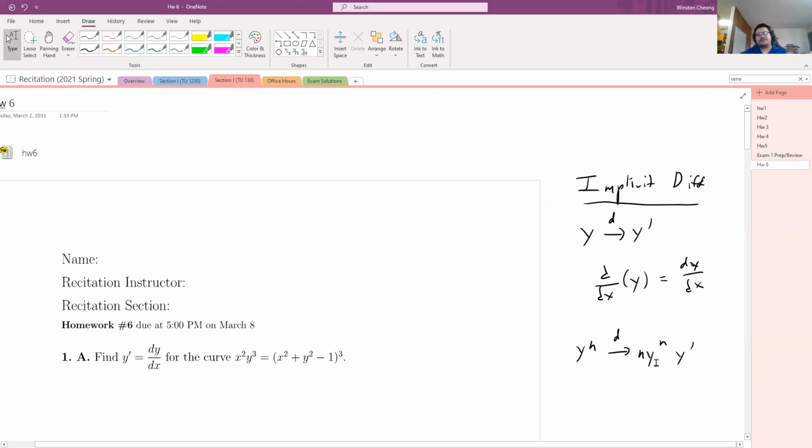Okay, so in implicit differentiation, whenever we see things with y, we always need to remember to tack on that y prime at the very end.